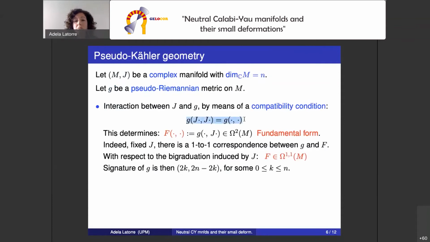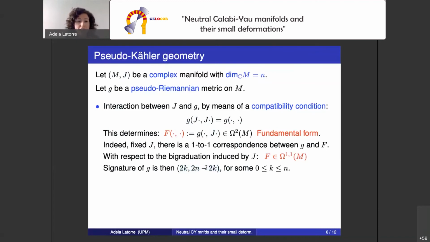The good point about this compatibility condition is that when we plug J into the second component of our metric, this gives us a 2-form, which is known as the fundamental form, because there is a one-to-one correspondence between my fundamental form and my pseudo-Riemannian metric, just using my complex structure. Indeed, with respect to the bigraduation induced by my complex structure, this fundamental form is of bidegree (1,1). And moreover, one can check that the signature of my pseudo-Riemannian metric is of this type.